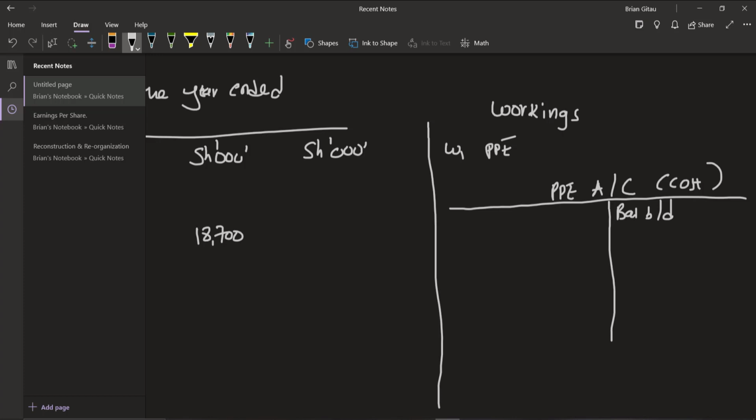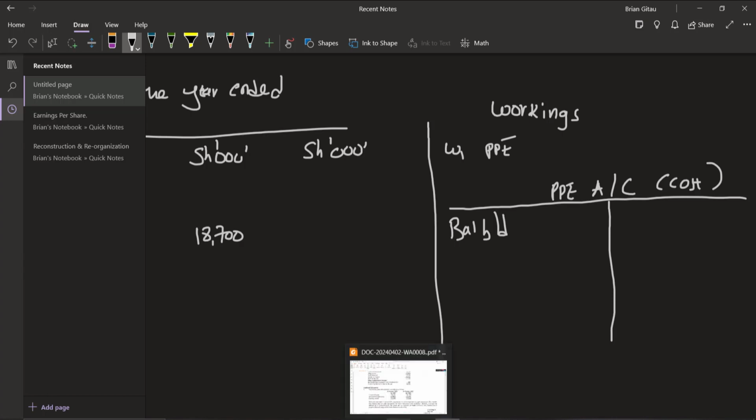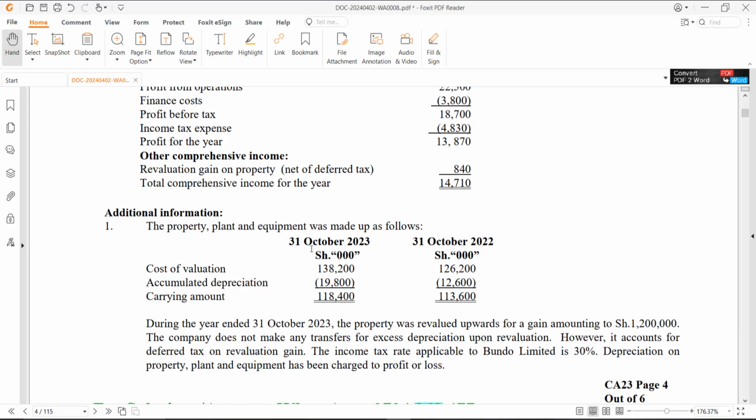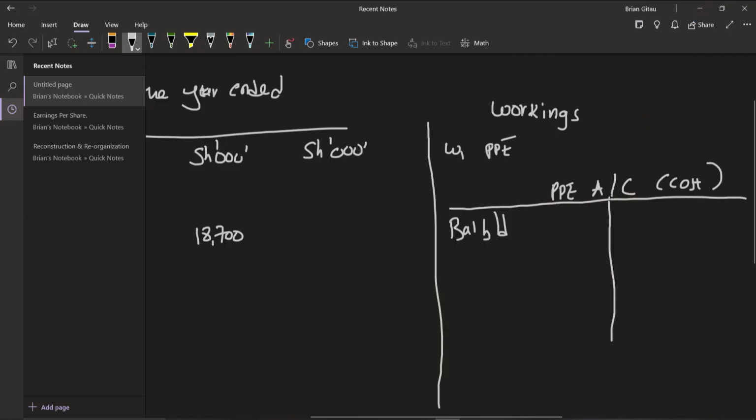Oh, okay, it should be on the debit side, because this is an asset. So we have the balance brought down from the previous period. Going back to our question, the balance brought down from the previous period is 126,200. And then we have our balance carried down.